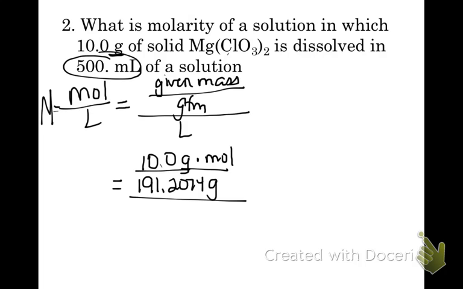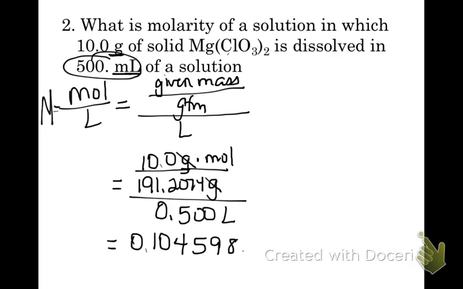But hey, look here, I gave you milliliters, so convert that over to liters. That ends up being 0.500 liters. So I've taken that 500 milliliters, divided it by 1,000 to get to 0.500 liters. Let's check our units, cancel out the grams. I'm left with moles per liter. So we have 0.104598, etc.